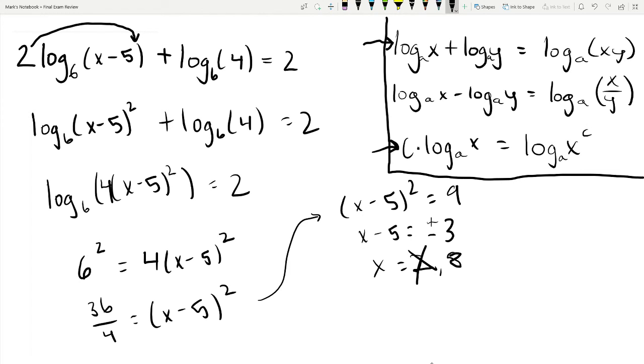We will not, however, have the same problem if we plug in 8. We will get positive logarithms on both sides. And indeed, if you check it, x equals 8 will satisfy the equation. So x equals 8 will be our one and only answer.